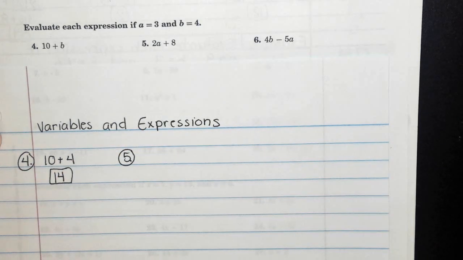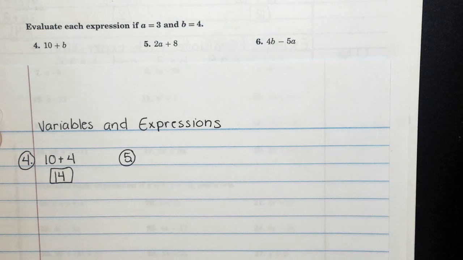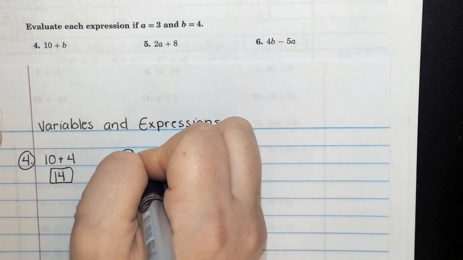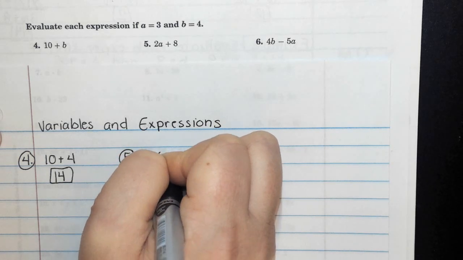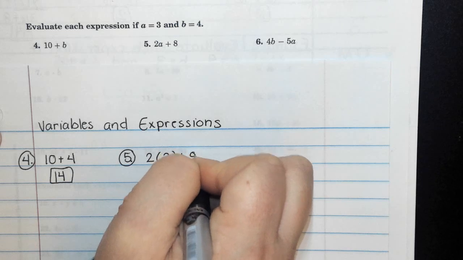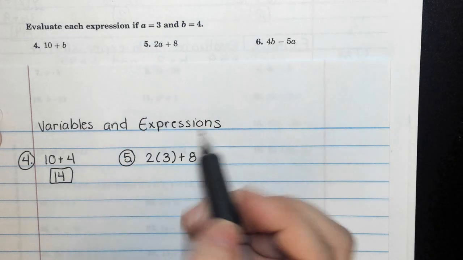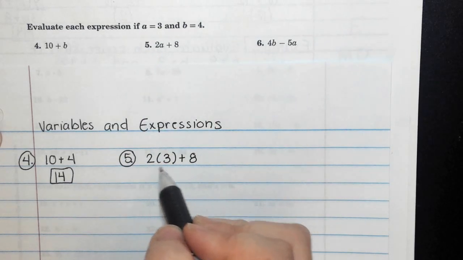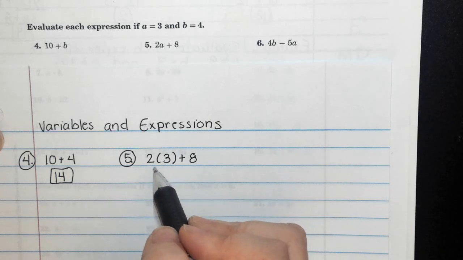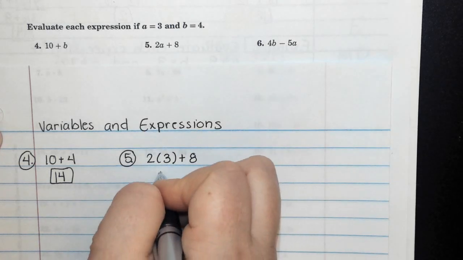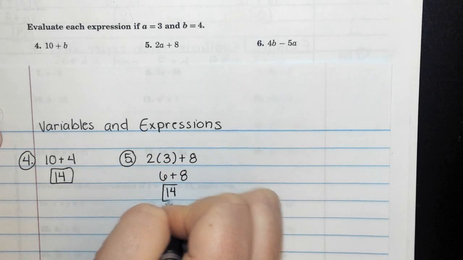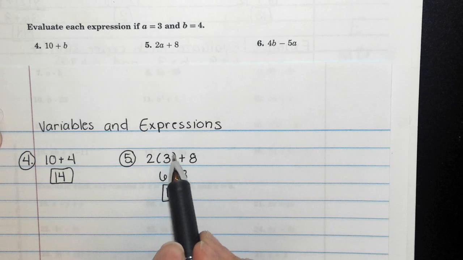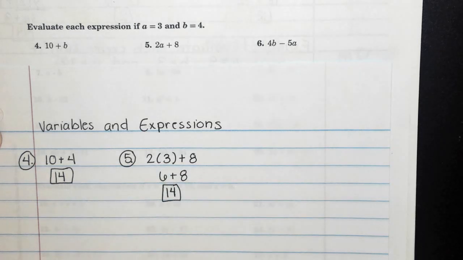Okay, so let's look at number 5. For number 5, how would I set that one up? Brianna? 2 times 3 plus 8. 2 times 3 plus 8, because the A changes to a 3, making sure we're not adding a dot unless we need to. All right, 2 times 3 is 6, and 6 plus 8 gives me 14. Please make sure you're showing me where it changes, your steps in order, and then your answer.